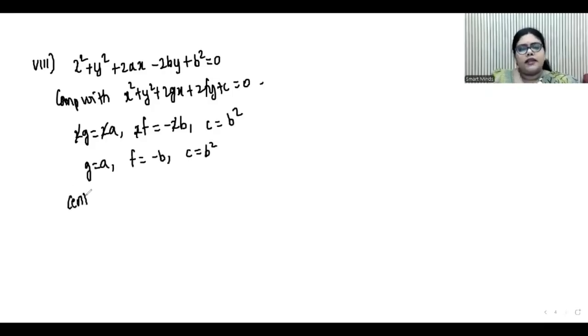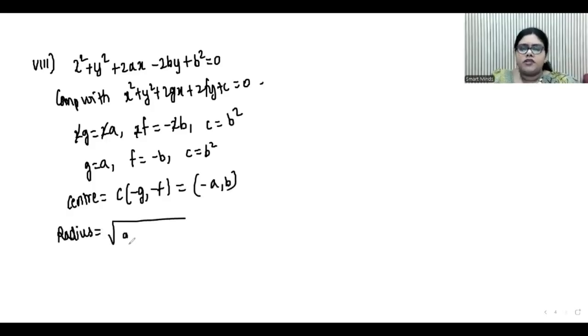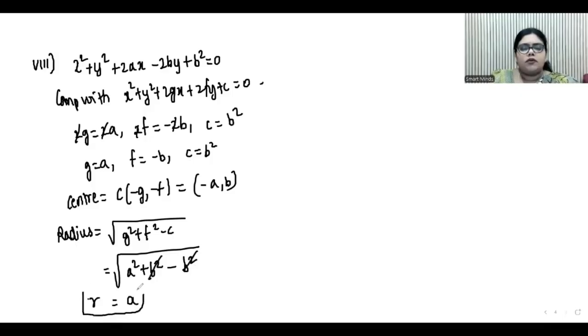Now what is the center? Center is minus g comma minus f. That is minus a comma b. This is the center. Now what is the radius? Radius is root over g square plus f square minus c. That is root over a square plus b square minus c, and c is b square. b square minus b square cancel, that is a. So radius is equal to a.